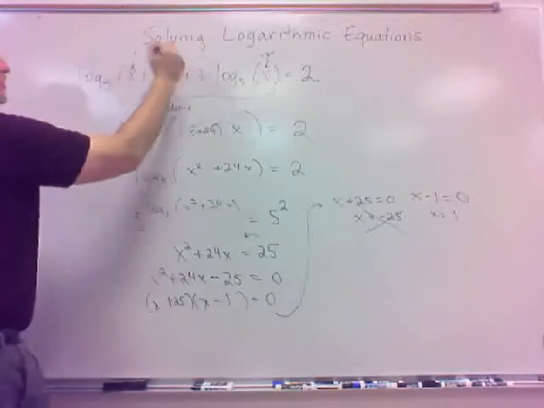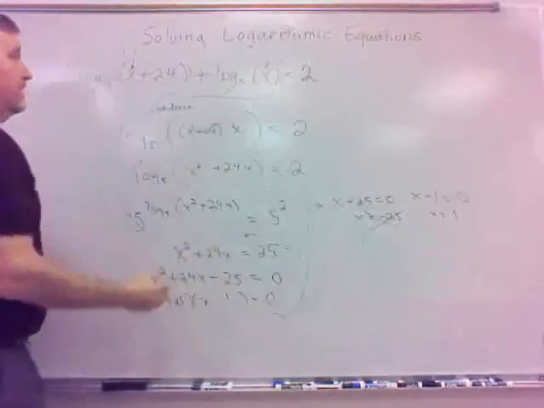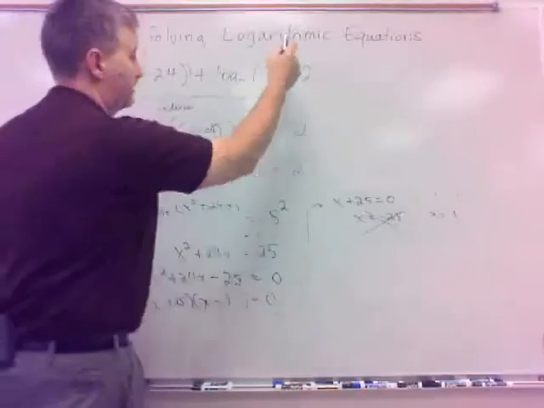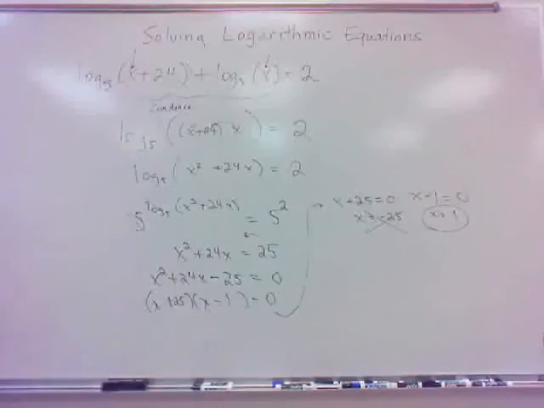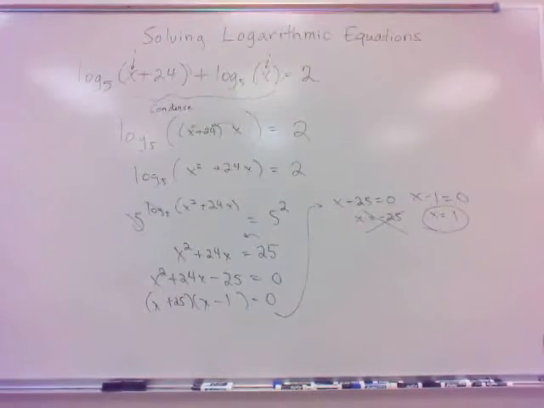Now, if x equals 1, that's okay, because that would be the log of 25, log base 5 of 1, that's okay. Those are all okay. So it looks like the answer here, come to find out, is positive 1. All right, anything question-wise on that? Okay?